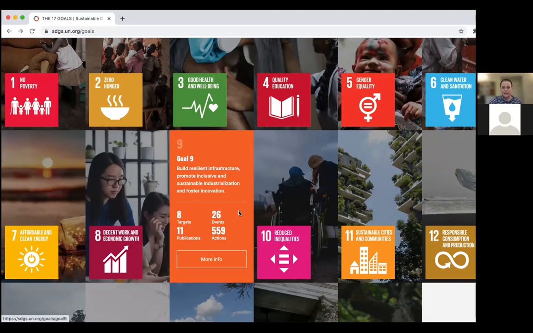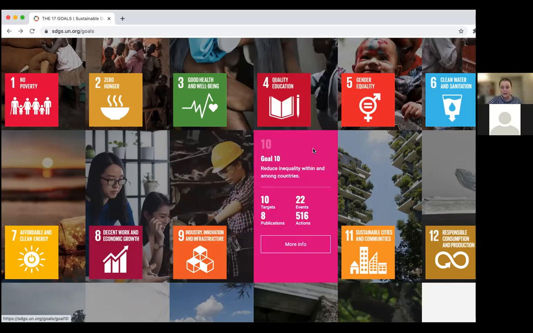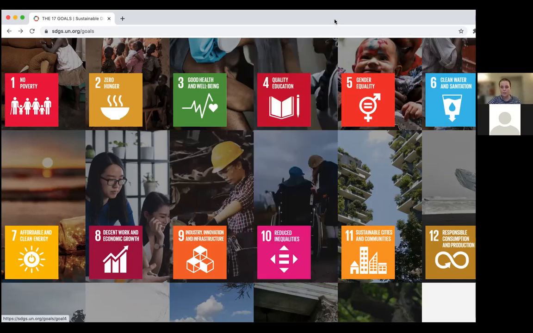Number 9 is the one about building resilient infrastructure, and resilient infrastructure can be transport, roads, or a grid for electricity. So you do have affordable and clean energy, but then you also need a network for it. So it's really about building the infrastructure to help a country or an organization to flourish. Number 10 is about inequality within and among countries and organizations.